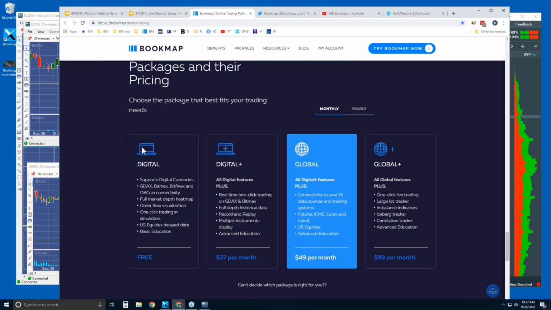Okay, so let's go over the first one, digital here. It is free. You only get access, though, to 1 digital currency at a time. The data is free, and the market's always open. So you can always access a live market in Bookmap, even over the holidays and weekends.